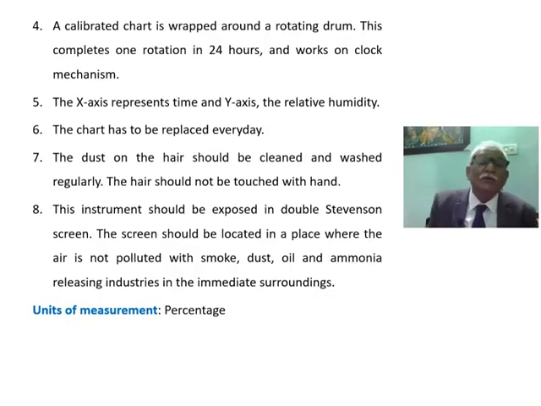So let's go on. A calibrated chart is wrapped around a rotating drum, like our self-recording rain gauge. This completes one rotation in 24 hours and works on a clock mechanism, like a barograph, like a self-recording rain gauge. There is a rotating drum over which a calibrated chart is wrapped around.